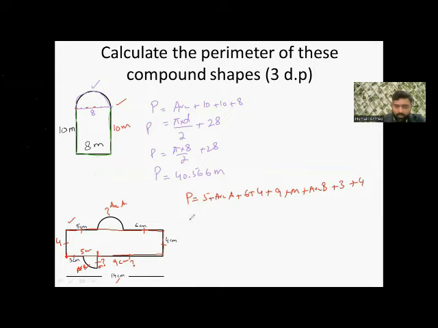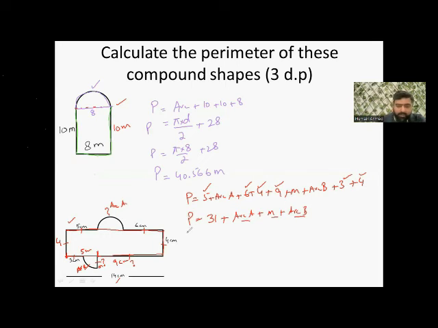So now we are going to collect the like terms. Here we have 5, 6, 4, 9, 3, 4. These are the like terms. We are going to add them. So we have 31 plus arc A plus M plus arc B. Now let's find out these missing values.